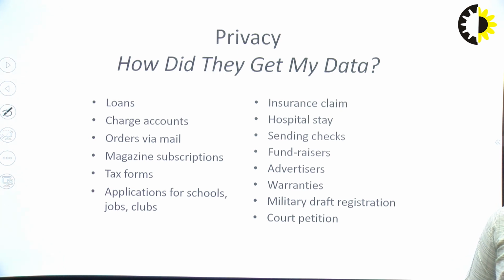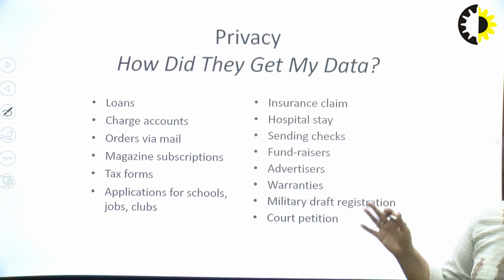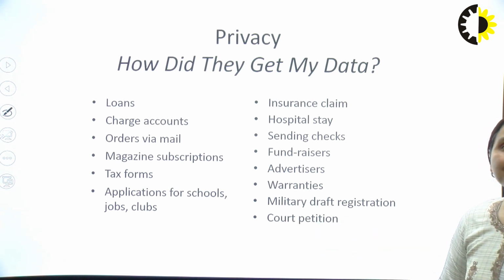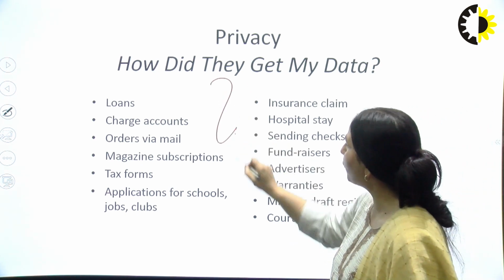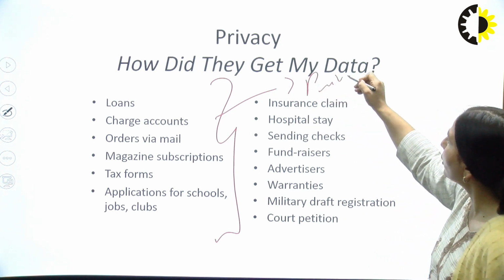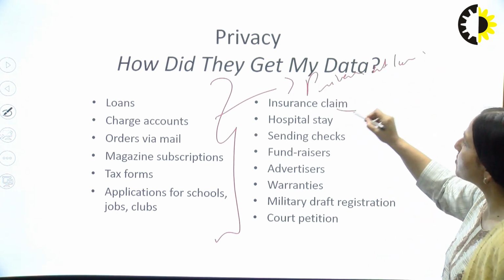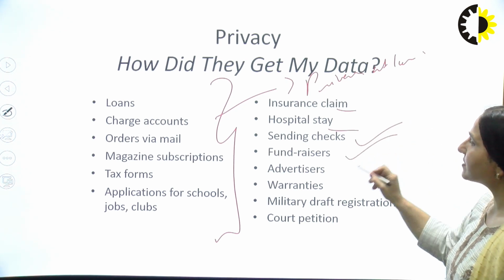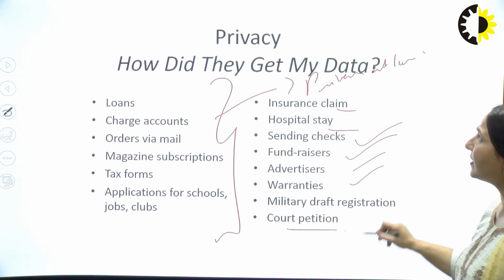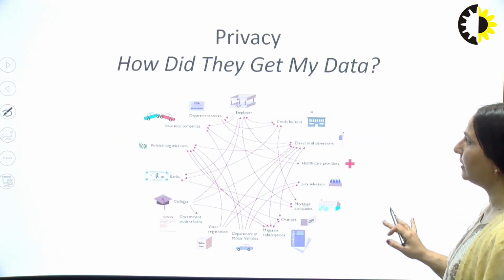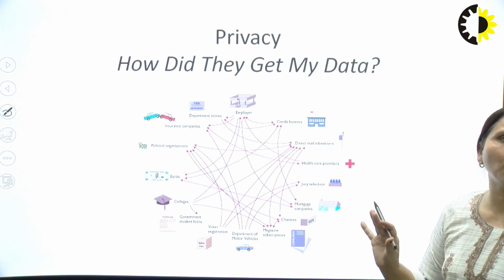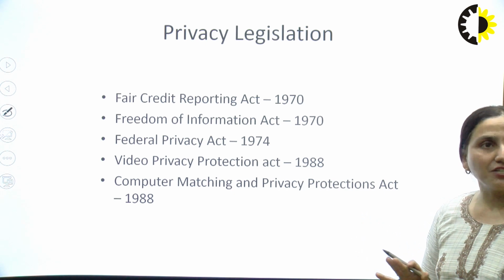Now, how did they get my data? Through loans. If you borrow any type of loan, they can get your data. Charge accounts, orders via the different emails we use in our day-to-day life, they get our personal information. Magazine subscriptions, different tax forms, applications for schools. You need to provide all your personal information, due to which your privacy is lost. Insurance claims, hospital stays, sending checks, fundraisers, advertisers, warranties, military. These are the different ways through which the privacy of data is lost, in each and every field that you deal with in day-to-day life.